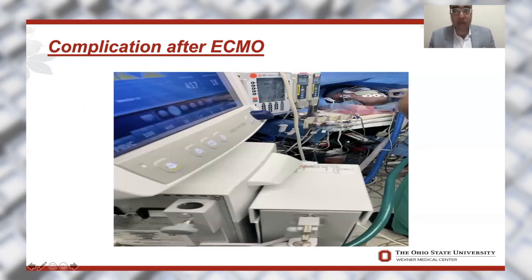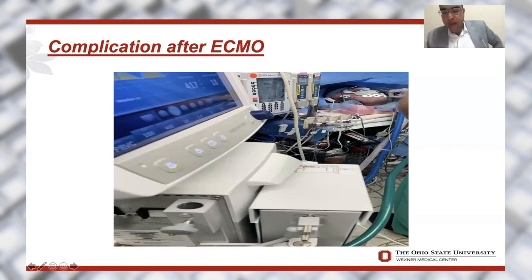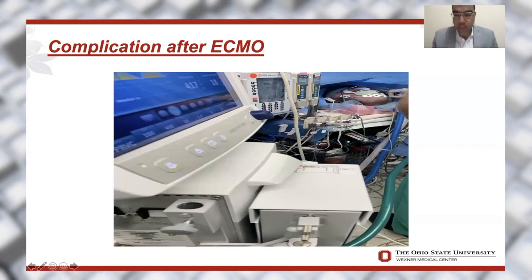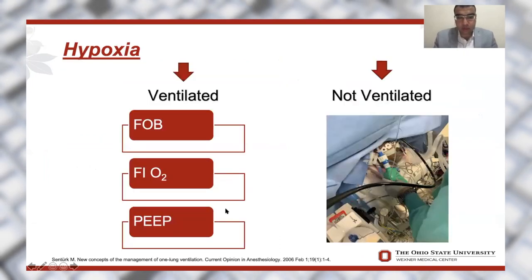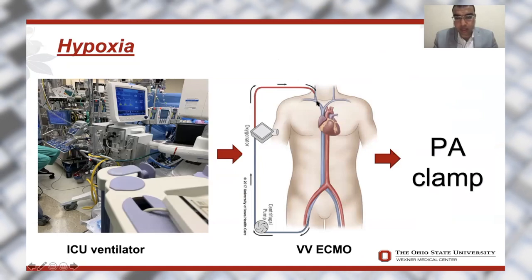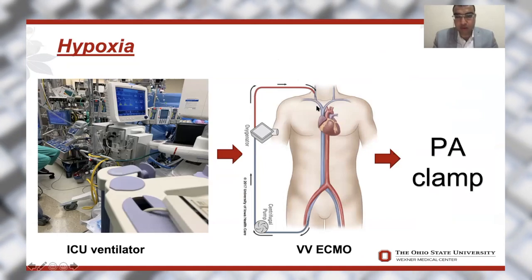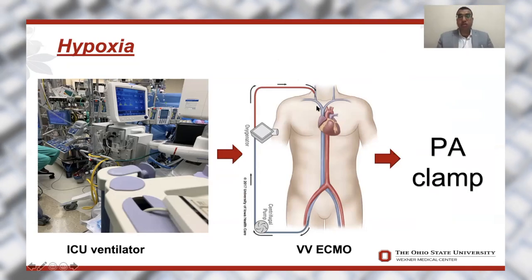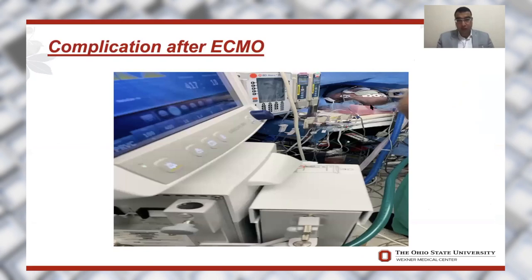This is called SVC syndrome, or superior vena cava syndrome, because of the malposition of the cannula, which is in the SVC, as we can see here in the VV ECMO. This is a cannula from here, and this cannula goes to the SVC. So if this cannula is malpositioned, it will obstruct the flow from the face and cause facial congestion.